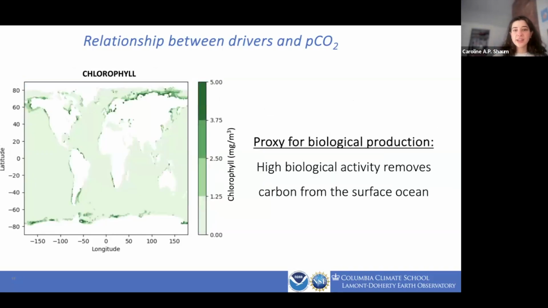And then the second that we'll focus on is chlorophyll. Chlorophyll can be a proxy for biological production. The higher the chlorophyll values, the higher this activity, and this high biological activity means that there's more efficient removal of carbon from the surface ocean.